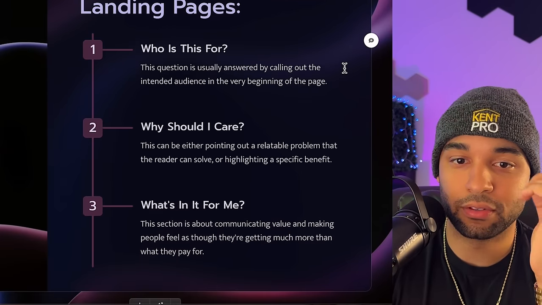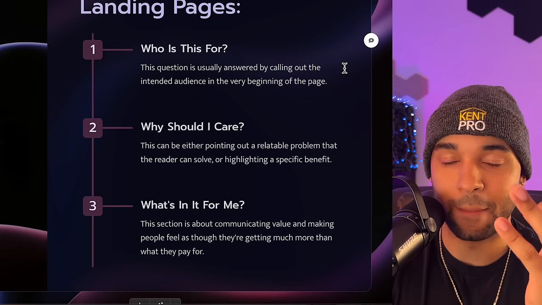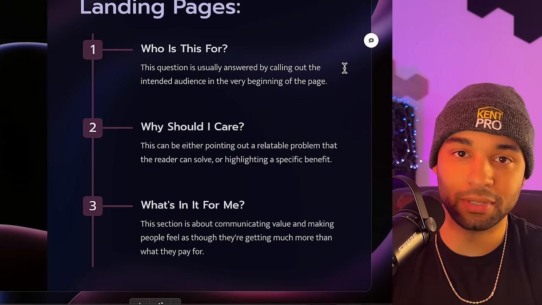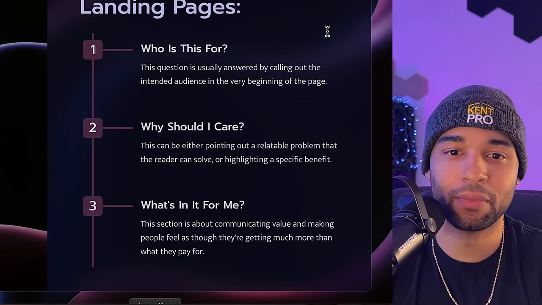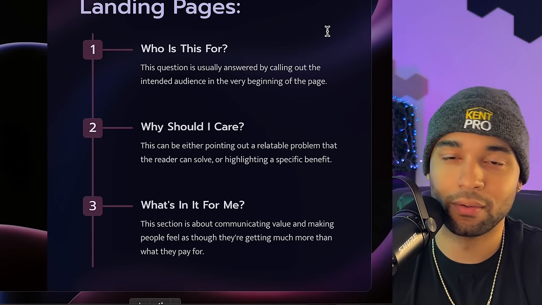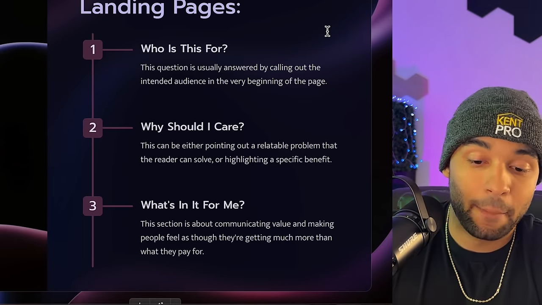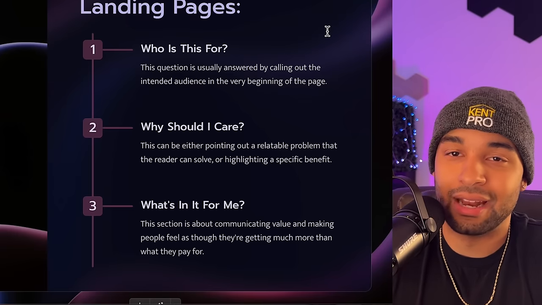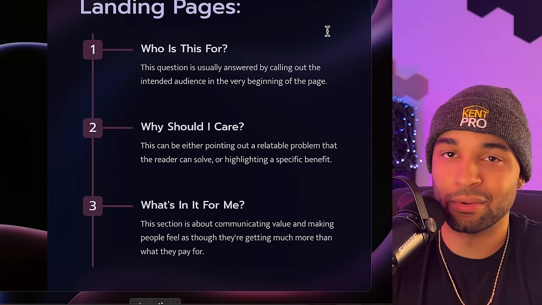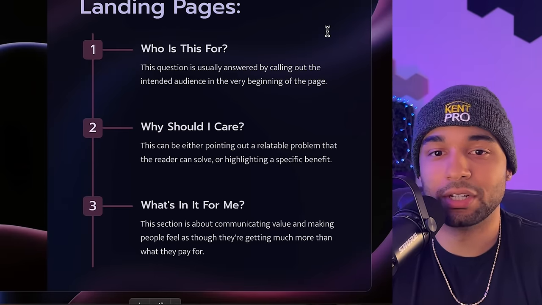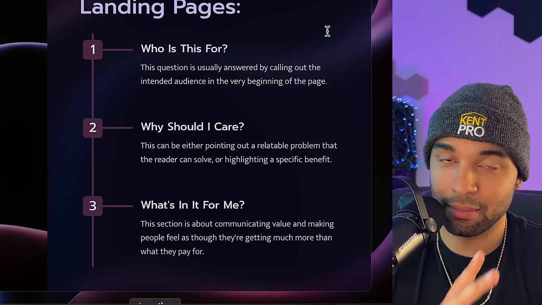So the first three questions that people ask when they come to a new website is, who is this for? Is this for me? Should I be looking at this? Next is, why should I care? You know, because the thing is, people have attention spans shorter than anything, right? They're just scrolling through their phone, scrolling, scrolling, scrolling. They're not going to look at something they don't care about. And next, of course, is what's in it for me, right? They're similar, but they're different.